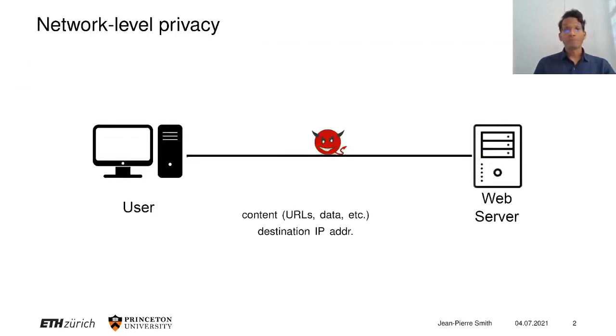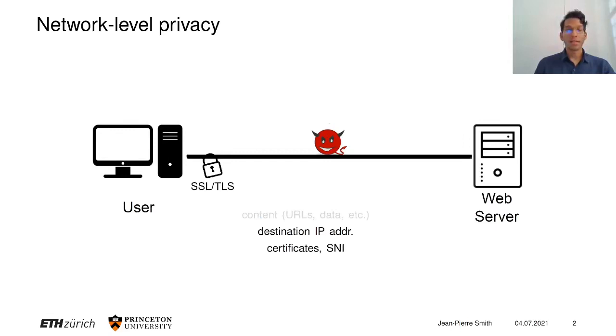Originally, an adversary located in the network who is interested in identifying which web page a user is visiting could do so by observing the content of the communication between the user and the web server. To counteract this, the communication was encrypted using SSL/TLS, and while the content was no longer available to the adversary, he could still discern which web page was being visited by observing the destination IP address, certificates, and the server name indicator provided from the user to the web server.